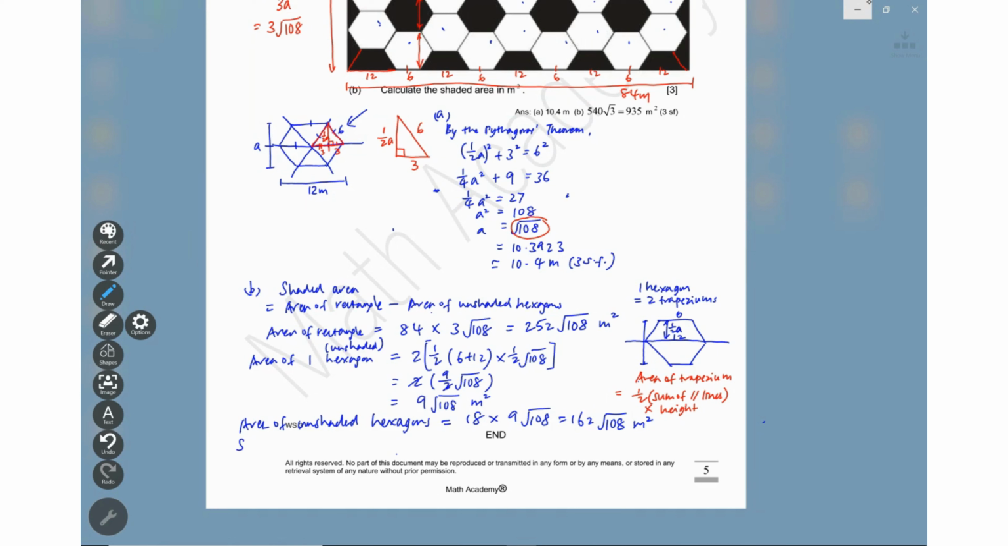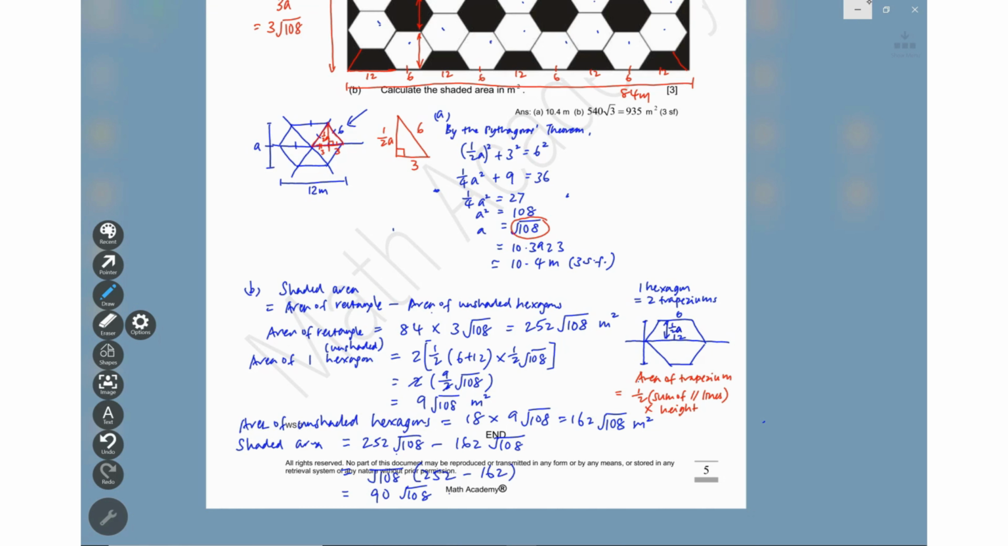Now we can go on to find the shaded area. So shaded area, take the area of the rectangle, which is 252 root 108, minus away your area of the unshaded hexagons, 162 root of 108. And notice that these two terms both contain the common factor of root 108. So I'm going to take it out as a common factor, root 108, 252 minus 162. So I get, in the brackets, 90.